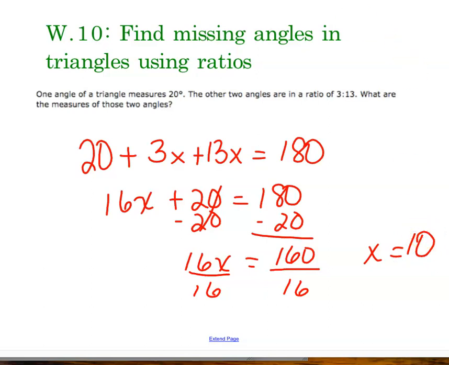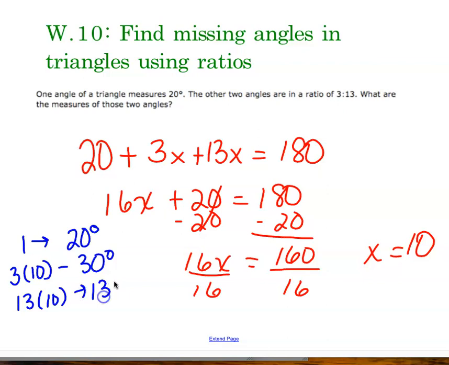Now remember, that's not my answer. I have to sub it back in. So I know the first angle was 20 degrees, right? My second angle was 3 times 10, right? Because it was in the ratio of 3 to 13, or 30 degrees. And my third angle was 13 times 10, or 130 degrees. So those are my three angle measures, and I should always quickly check to make sure they equal 180 degrees. And the second and third angle are in a 3 to 13 ratio.